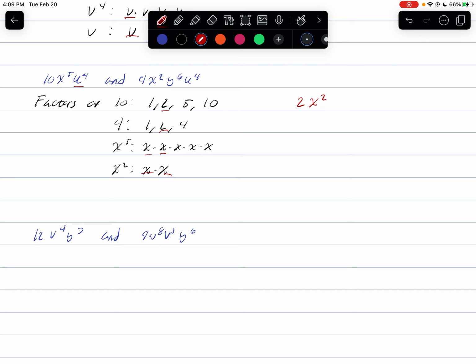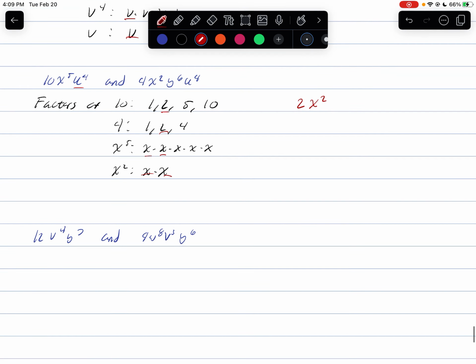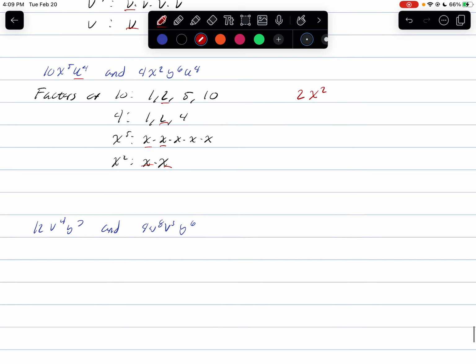And let's look at the u term here. They both have u in common, and they're both u to the fourth. So if you ever see that they both have the same numerical or variable factor involved, here we have u to the fourth in each of these, we can just go ahead and remove that. We don't have to write down the factors there. As long as they both have that in common, you can remove the whole thing.